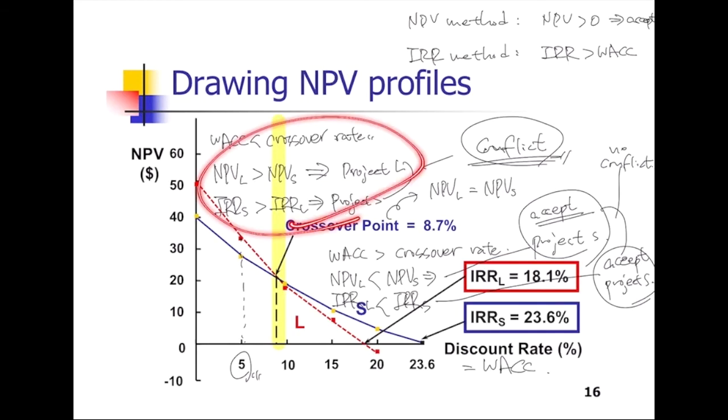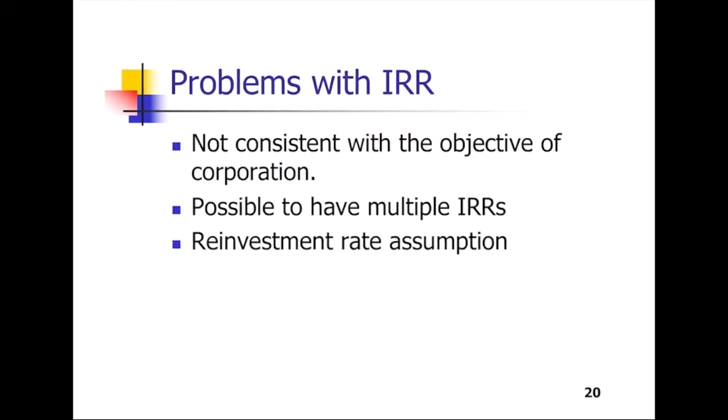In this case, the net gain in wealth is larger in project L, right? So we should choose L, but when we use the IRR method, we choose project S. It is not consistent with the objective of the firm. The second problem is that it is possible to have multiple IRRs.